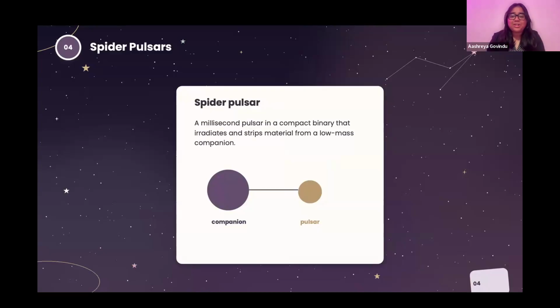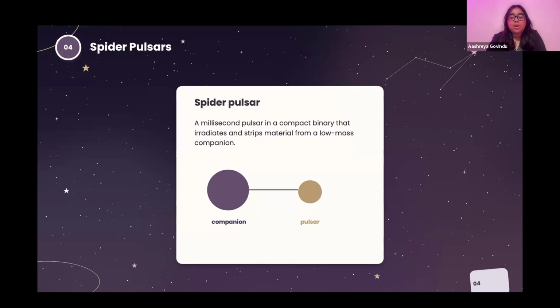I knew what a pulsar was, which is a rapidly rotating neutron star, but spider pulsars were new to me. So before I needed to know what that is, I needed to know what a millisecond pulsar was, because that's what Google told me a spider pulsar was. A millisecond pulsar is a pulsar rotating extraordinarily quickly. It's oftentimes hundreds of times per second. So it's very, very fast.